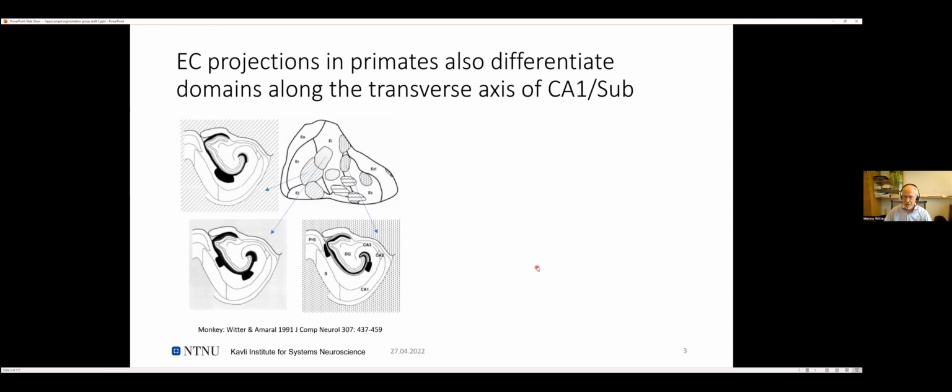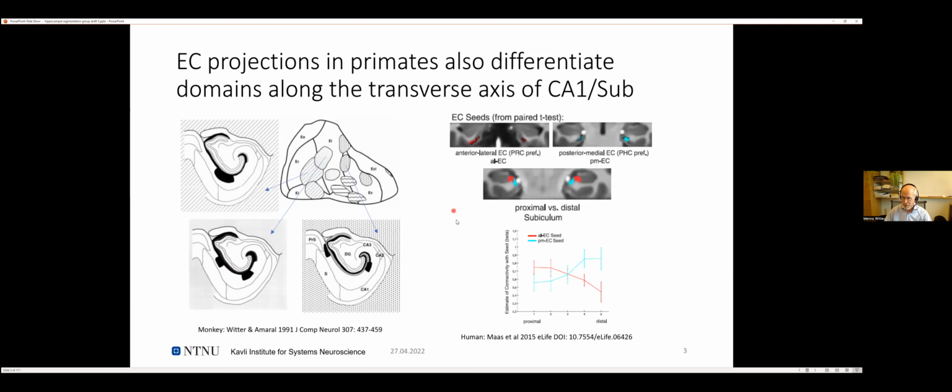And interestingly, if you now look in the human, and this is a connectivity study where people looked at correlative activity in resting state signals. This is from the study published by Maass et al. If you do two seed areas in the anterolateral entorhinal cortex in red or the posteromedial entorhinal cortex, so compared to the monkey, it is one here and one here. And you see exactly the same thing as you see here versus here, that if you take the anterolateral seed, you're going to end up close to the border between CA1 and subiculum. So here I see an increased signal in proximal parts of subiculum. So that's this part here in the monkey.